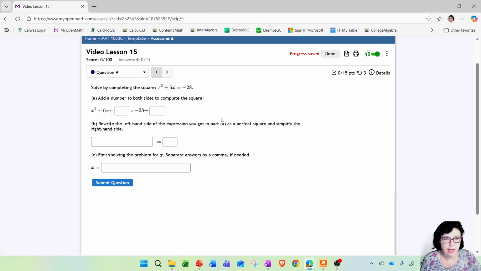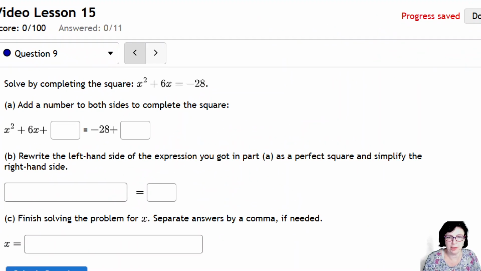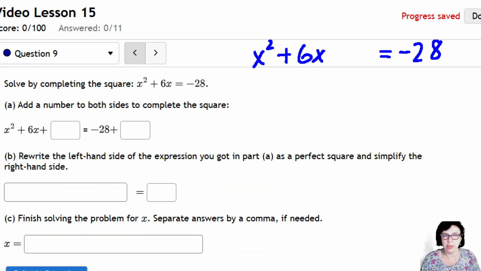Let's take a look at one more example of the method of completing the square. This time, though, it's going to be a little bit tricky, so just bear with me. Let's look at this example. Okay, we've got x squared plus 6x. I'm going to write x squared plus 6x plus something that I don't know what that something is yet. The right-hand side is still going to be negative 28 for now.